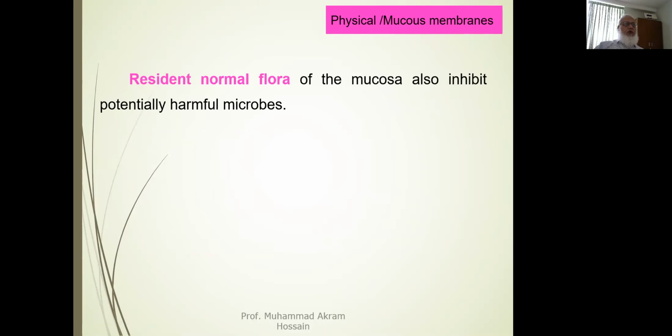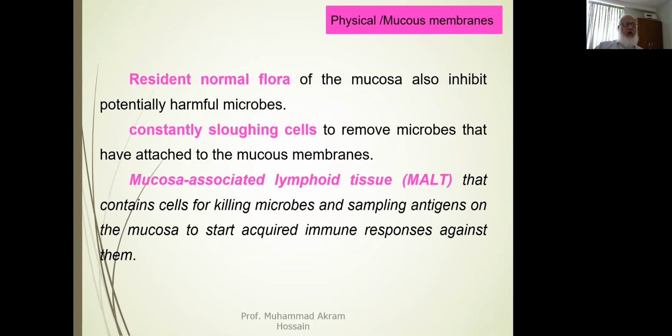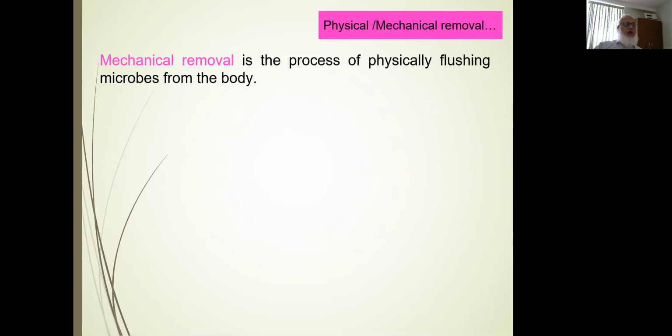In the mucosa also, there are some normal resident flora, same as the skin, and constantly sloughing cells to remove microbes that have attached to the mucous membrane. And like SALT, there is MALT, mucosa-associated lymphoid tissue, that contains cells for killing microbes, with the same function of sampling antigens on the mucosa to start acquired immune responses. So the mucosa also contains both innate immunity and acquired immunity.